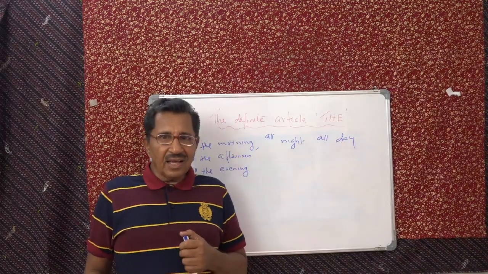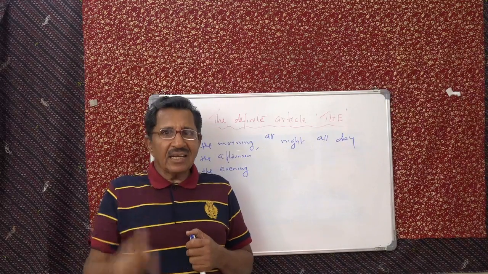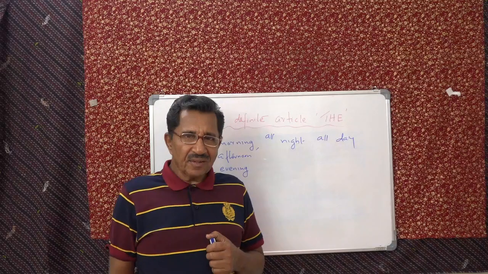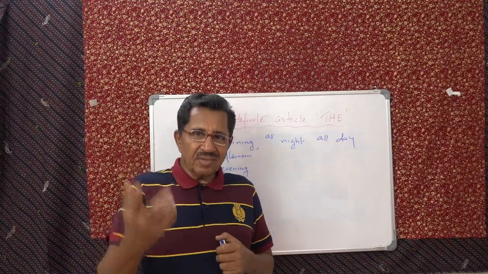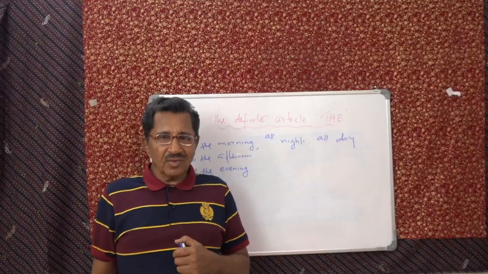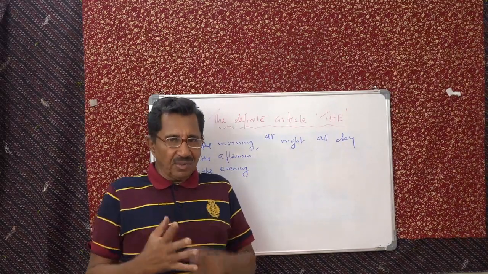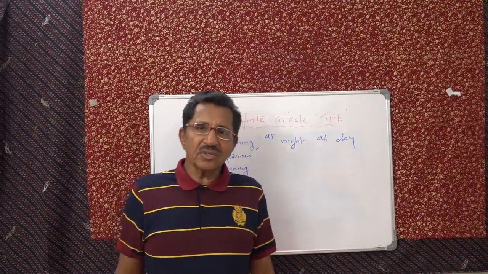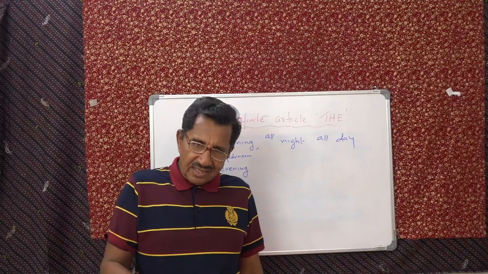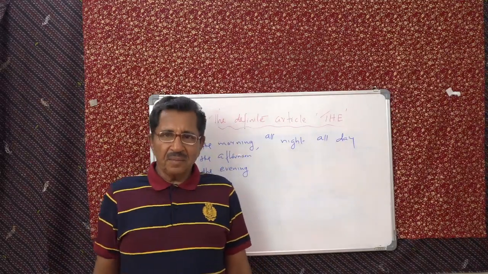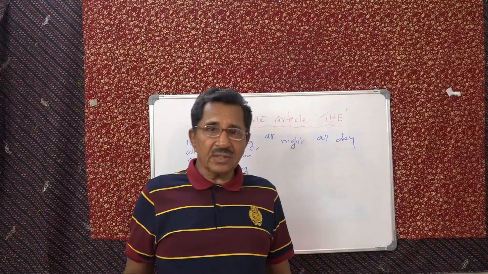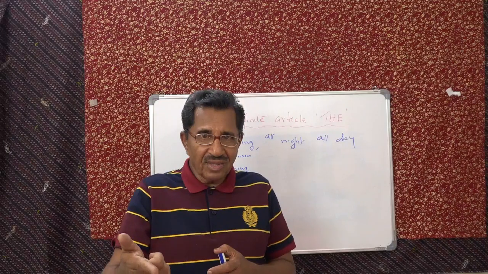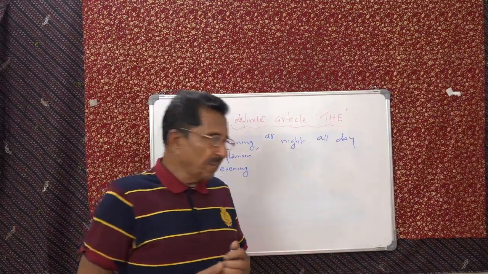The University of Delhi. See? The University of Oxford. So government departments, municipal, universities, etc. We should use the. Simple reason again, you are particularizing that. But if you are saying like this, Oxford University, don't say the Oxford University. The University of, in that case you can say the. So what you will do?